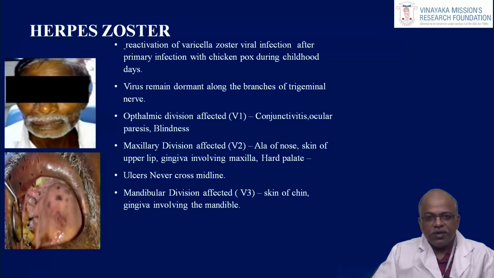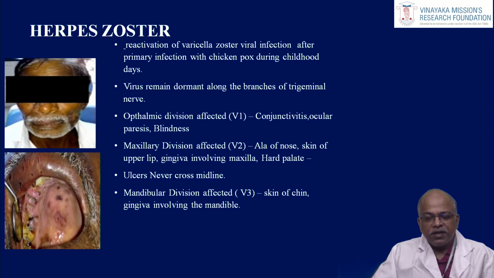Herpes zoster is caused by reactivation of the varicella zoster viral infection acquired as a primary infection from chickenpox during childhood days. The virus remains dormant along the trigeminal ganglion and it spreads along the distribution of the dermatome supplied by the trigeminal nerve. When the ophthalmic division is affected, they usually result in conjunctivitis or ocular paresis, even blindness. Hence, such lesions should be treated aggressively without any delay.